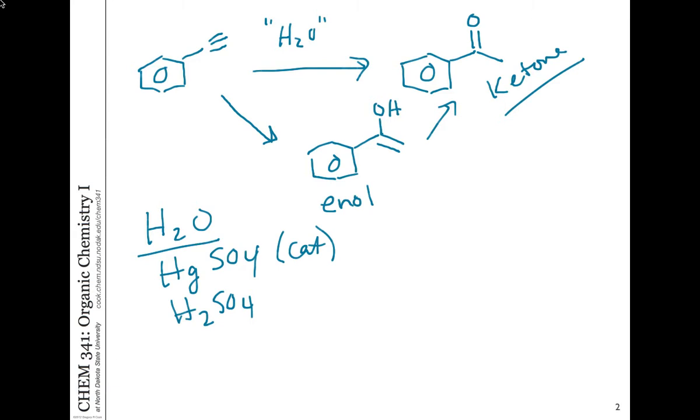So just remember, the mercury is only temporarily in an intermediate. It doesn't stay there, and inevitably on every test that I ever give, having this reaction, someone will draw a product with mercury all over the place. So don't do that. There's no mercury in the final product. It eventually comes off. It just helps the addition of Hg and water first, and then Hg is converted to proton.